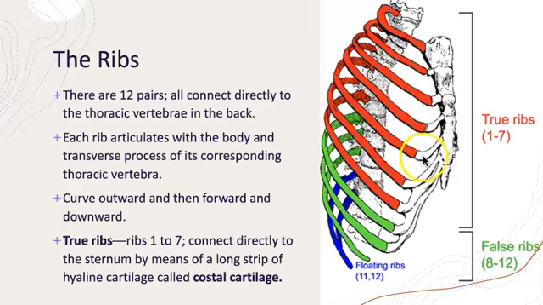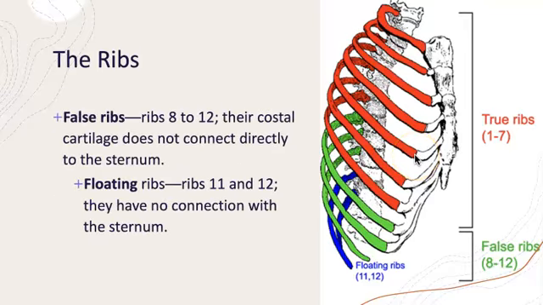We have costal cartilage here that is going to connect that anterior end of the rib to the sternum. Remember, the word costal means rib. And then we have our false ribs, which are ribs 8 through 12. So notice that's all of them in the green and the blue here. And their costal cartilage does not connect directly to the sternum.